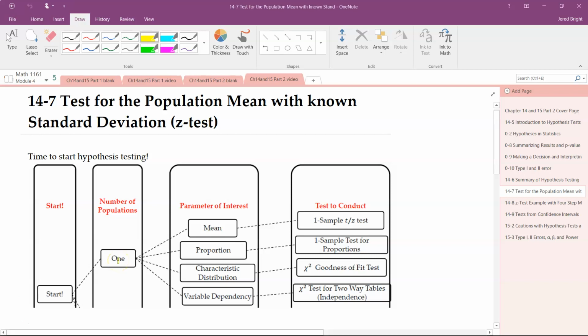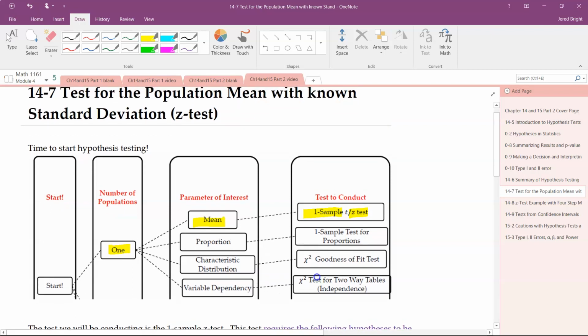So we have a one population scenario. We are interested in the mean, and then I guess we're going to be forced into the one sample t or z test. And we're going to focus on the z test. Next chapter, 16, I think it's actually called, is where we do the t test. So we'll differentiate between the two. And so let's get started.